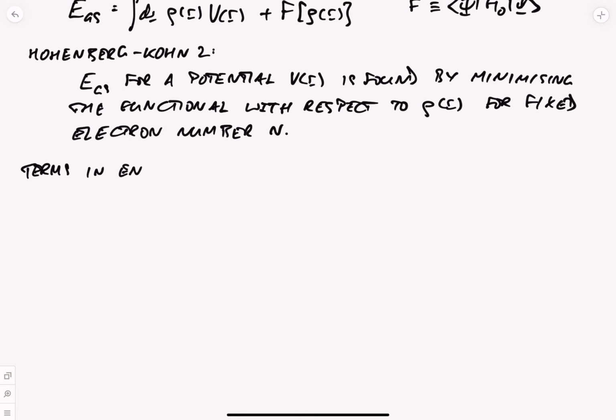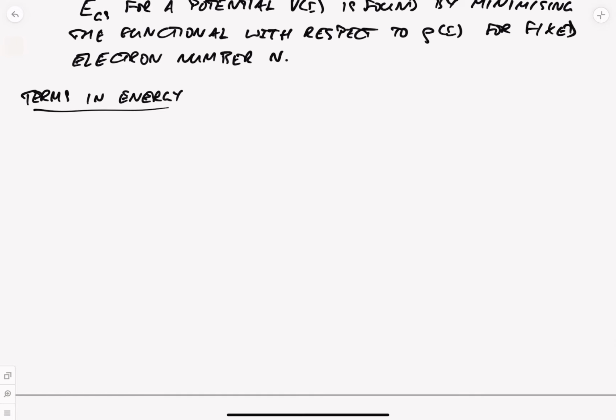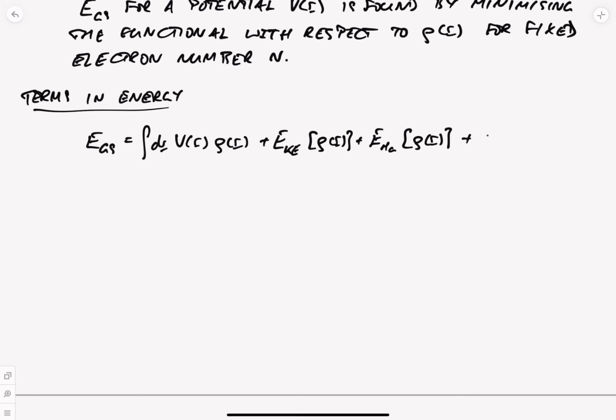So the terms in the energy can be written as follows. We're going to express the functional F in terms of the kinetic energy, the Hartree energy, which is the electron-electron classical interaction, and then an extra term called the exchange correlation. So we're going to write that the ground state energy, E_GS, is the integral dr V(r) rho(r), plus E_KE of rho(r), plus E_Hartree of rho(r), plus E_XC of rho(r).